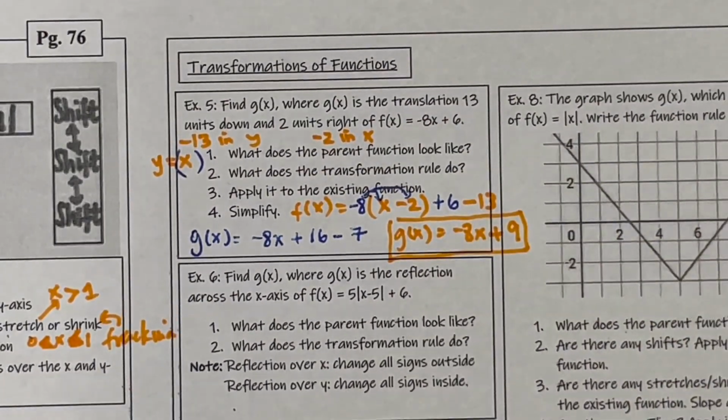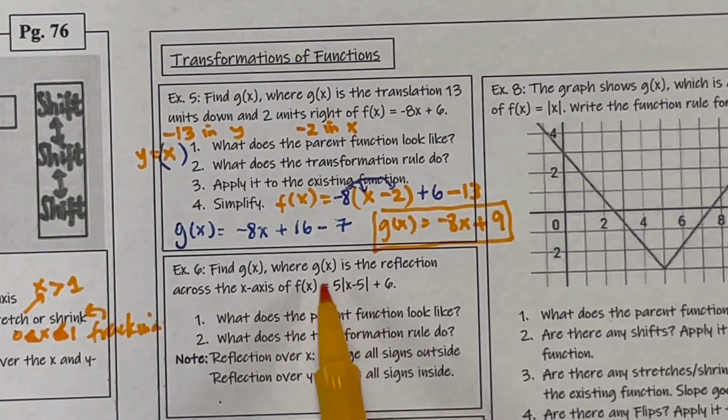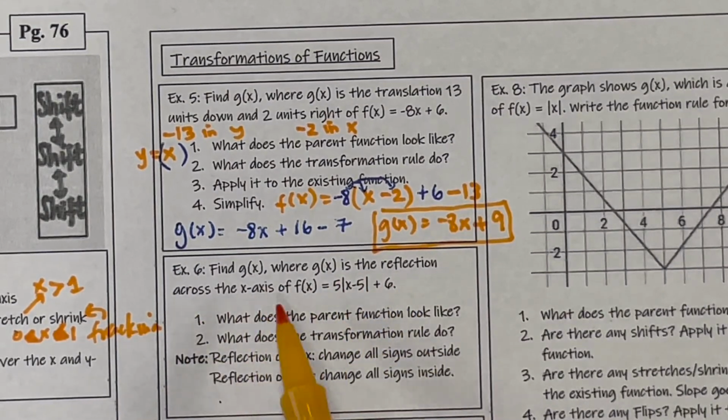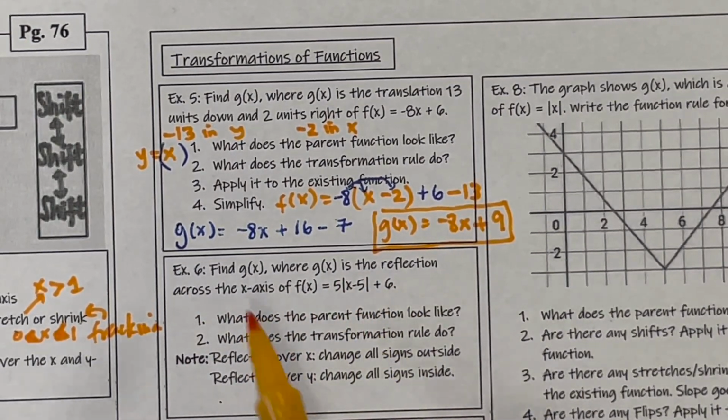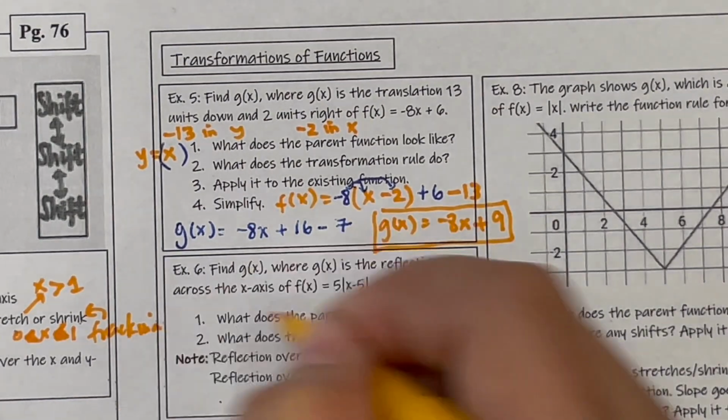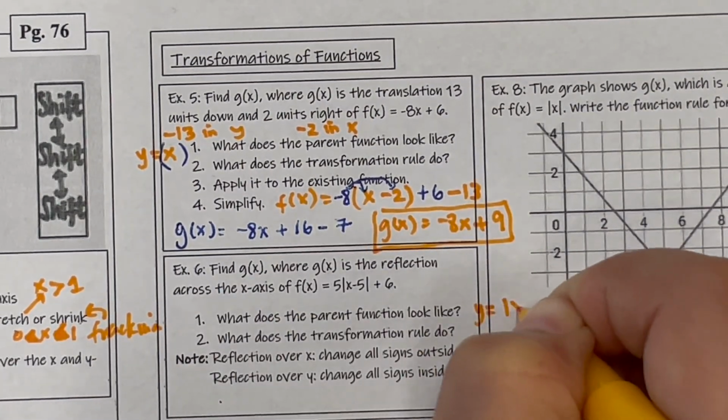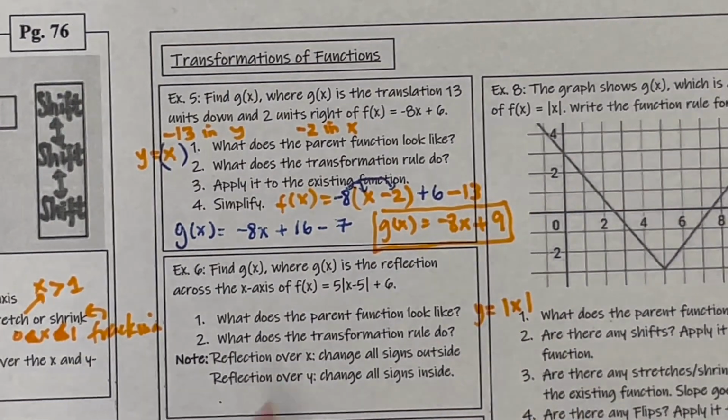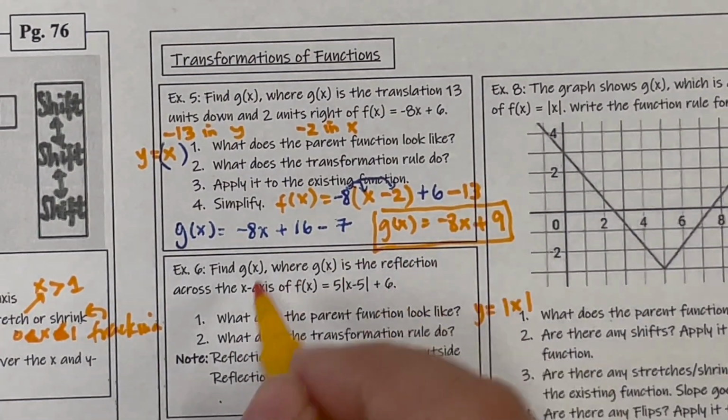Okay, let me do another one. So find g of x, and it's a reflection across the x-axis, and here's what you have. Okay, so what does a parent function look like? This is absolute value. This is y equals absolute value of x. Okay, what does it do? So a reflection across the x-axis.